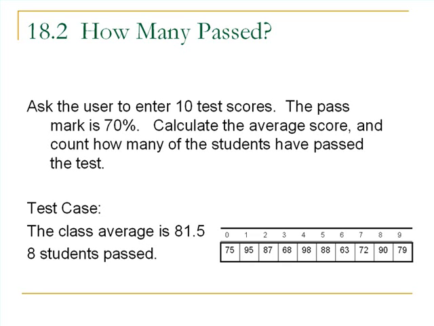and then we're going to count how many of the students have passed this particular test, where the pass mark is 70%. So we'll loop through the values in the array, and we'll keep a count of how many people have passed. So optimistically, here's a test case that shows the class average of 81.5, and we count that 8 students have a grade of 70 or above. So let's take this spec now into the development environment. It won't be too much different from the previous one, just more exercising, looping through array values and doing something with the values in the array.